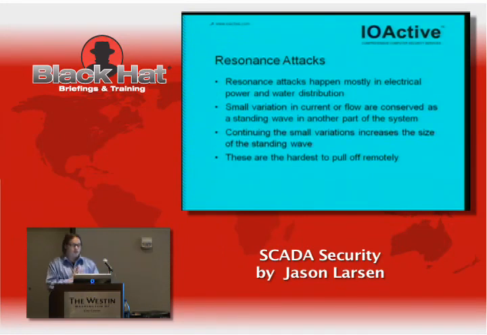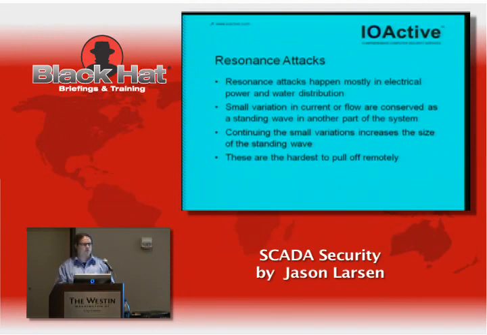Resonance attack. Resonance attacks happen mostly in electric power and water distribution. In resonance attacks, small variations in current or flow are conserved as a standing wave in the system. By continuing to change these small variations, you can increase the size of the standing wave until the size of the standing wave overpowers the system. So this is actually one of the hardest types of attacks to pull off remotely, because a lot of times you don't have the moment-to-moment data you need to pull off a resonance attack.